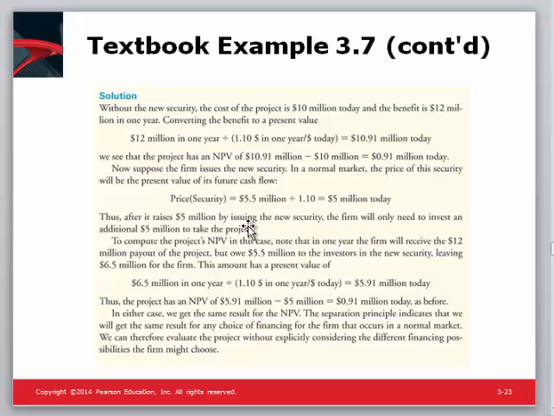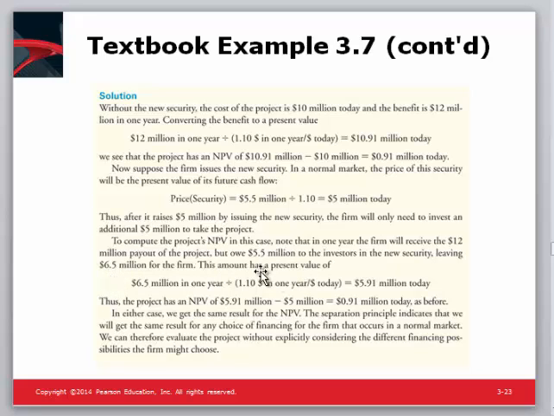But now what about this security that we could do? The price of the security is 5.5 million divided by 1.10. So it's going to raise $5 million today. After it raises 5 by issuing the security, it's only going to have to invest another 5 million. To compute the project's net present value, again, we get the $12 million payout for the project, but we owe $5.5 million. That leaves $6.5 million for the company.